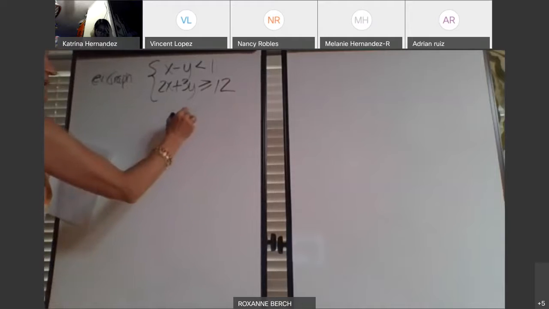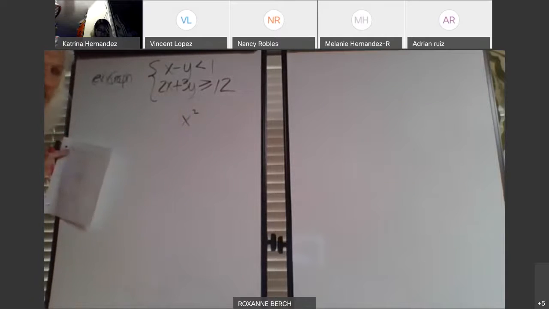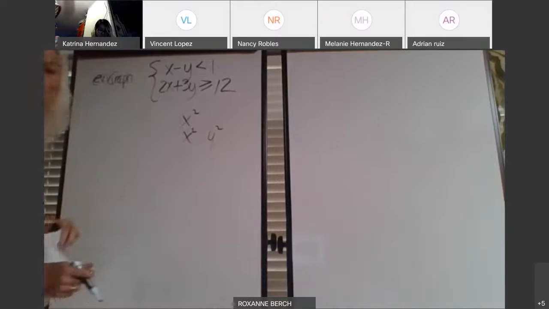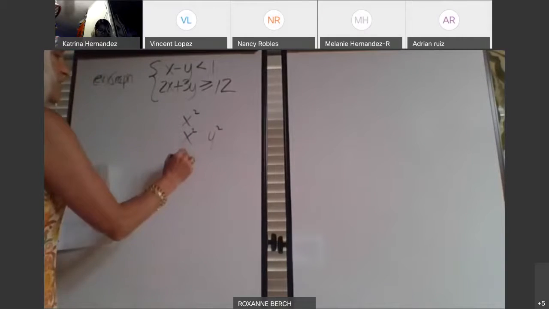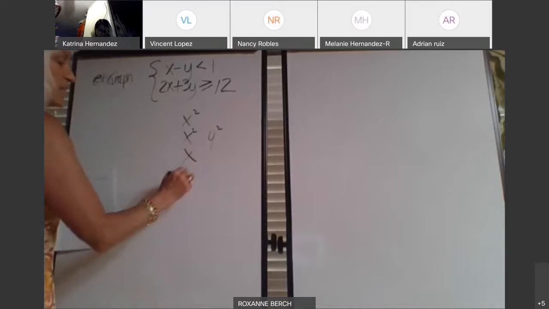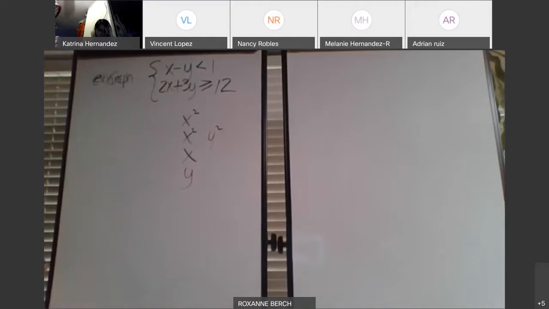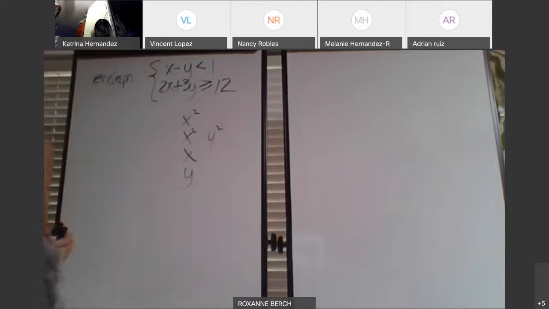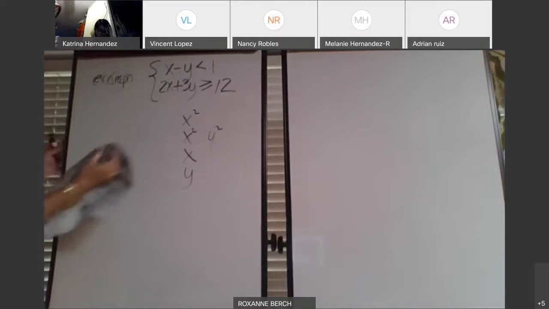If you see an x squared, it's going to be a parabola. If you see an x squared and a y squared, it's going to be a circle. If you see just an x, that's a vertical line. If you see just a y, that's a horizontal line. So you do want to look and see what you have. You want to recognize, what do I have here? You have two linear inequalities.